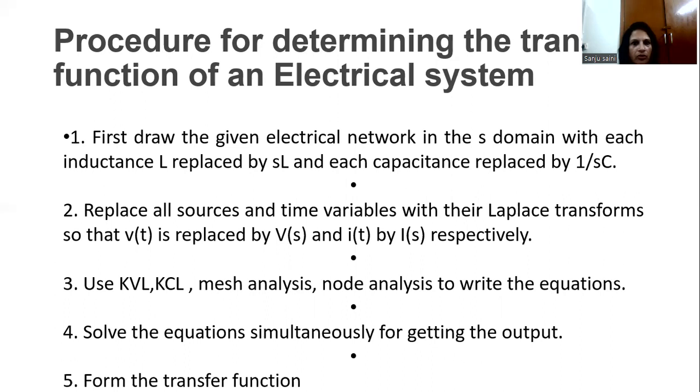function. Now, to get the transfer function of an electrical system, first of all, we draw the given electrical system. Wherever we have a resistor, we just take it to be R. In case we have an inductance L, it will be replaced by sL, and if we have a capacitance, it will be replaced by 1/sC. The second step is, wherever we have the voltage source v(t), it will be replaced by V(s). Wherever we have the current i(t), it will be replaced by I(s).